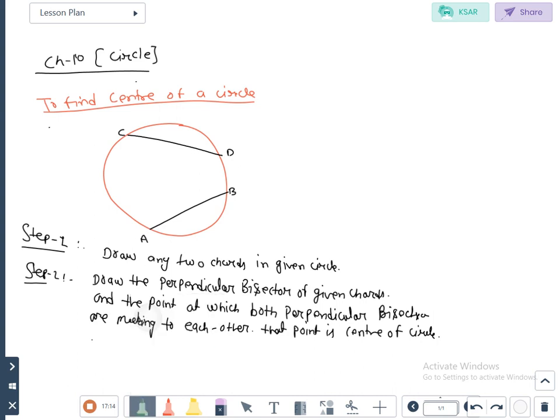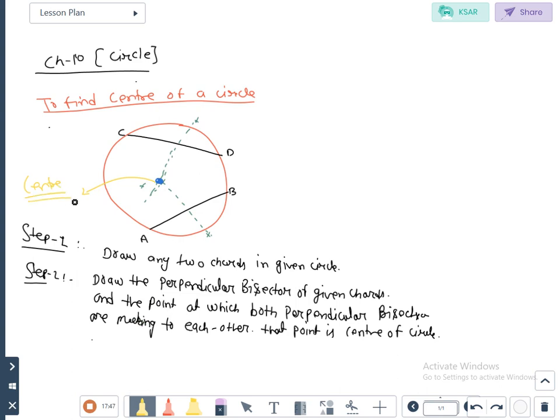So we will draw the perpendicular bisector. Firstly, we will draw the perpendicular bisector of chord AB. Then we will draw the perpendicular bisector of chord CD. So students, the point at which both perpendicular bisectors intersect each other, that point is known as the center of the circle.